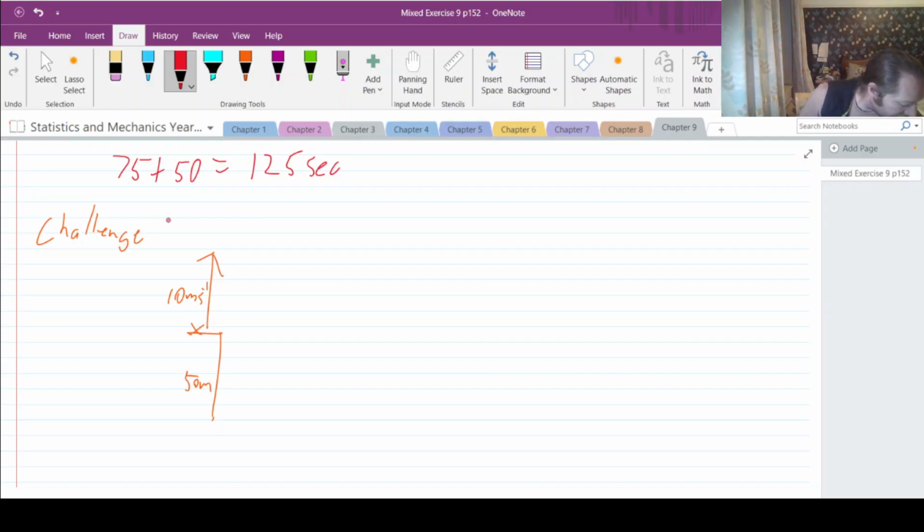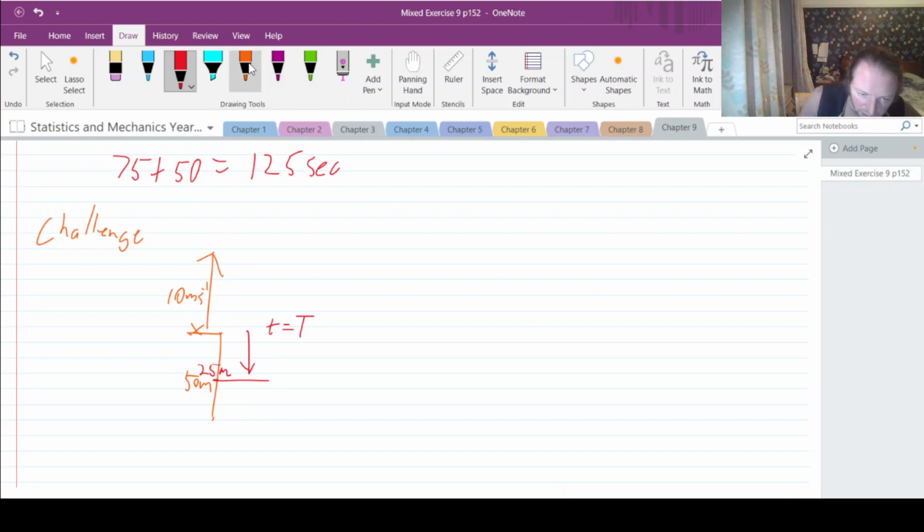t seconds after the first ball is projected upwards, a second ball is dropped from X. So we've got a ball that is dropped from X at t equals T. Brilliant. Initially, the second ball is at rest. The balls collide at 25 meters above the ground. Find the value of t.